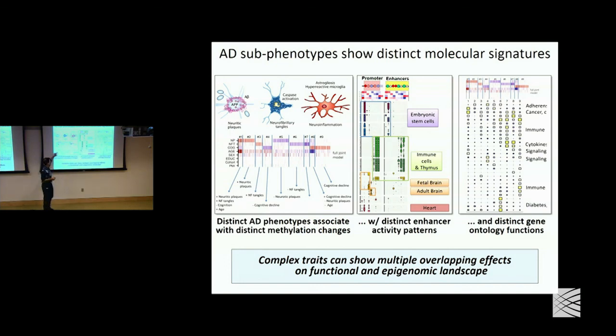So in the case of Alzheimer's, we have neuritic plaques, neurofibrillary tangles, and neuroinflammation, but not every individual who's marked as Alzheimer's has all three of them. Every person has a different subset. And what's really cool is that if you look at different subsets of phenotypes, they are associated with epigenomic changes in different regions of the genome. And these regions of the genome are acting in different cell types. And they are associated with genes involved in different functions.